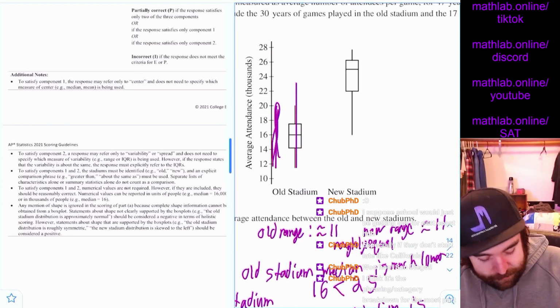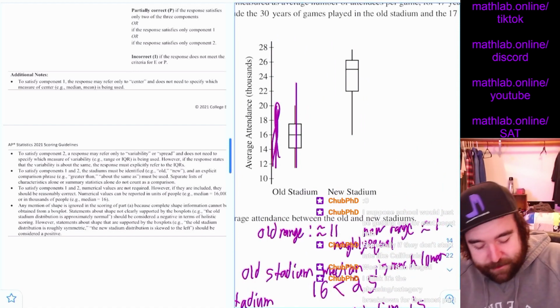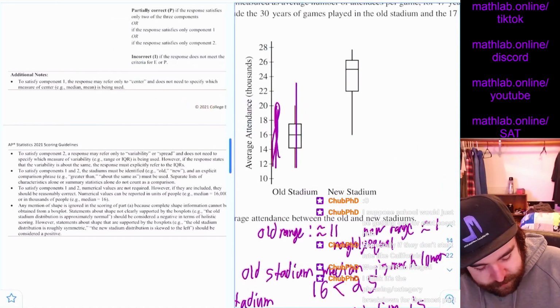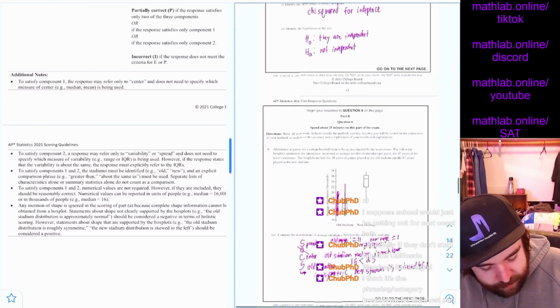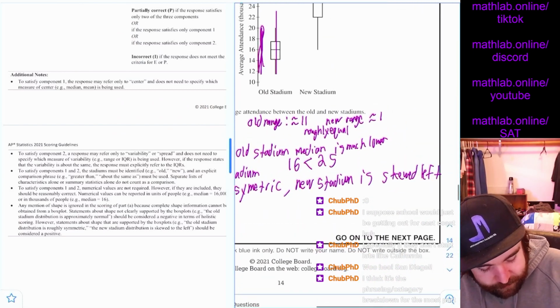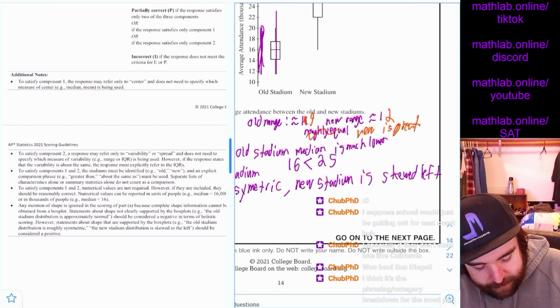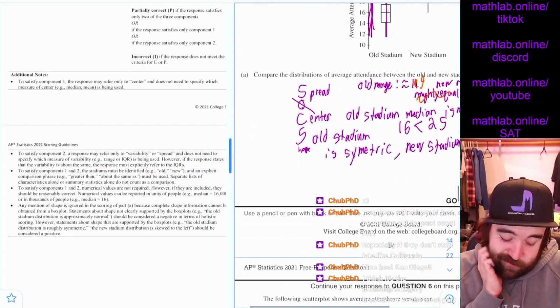My math is awful. In reality, this was roughly 12. And the other one was like roughly 9. So the new is greater. That's really what I was going for. I should have said IQR. That's unfortunate.